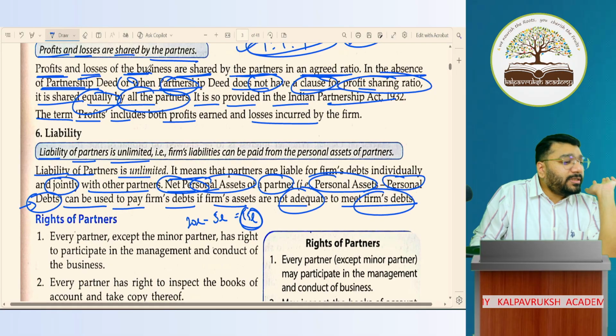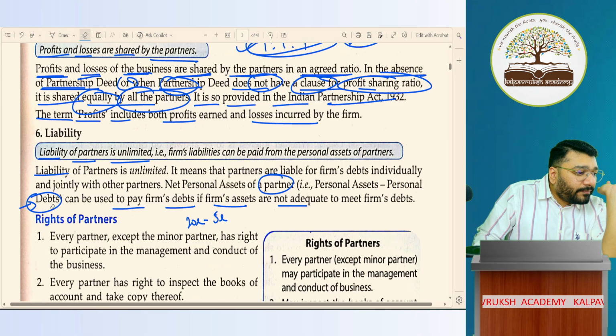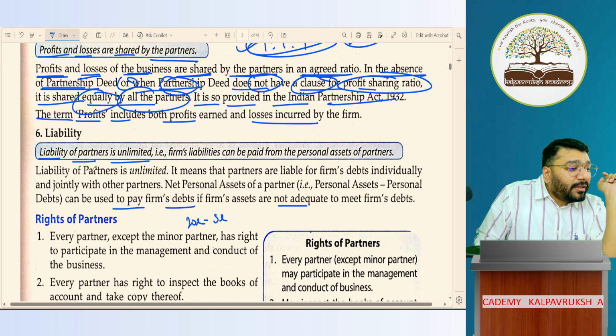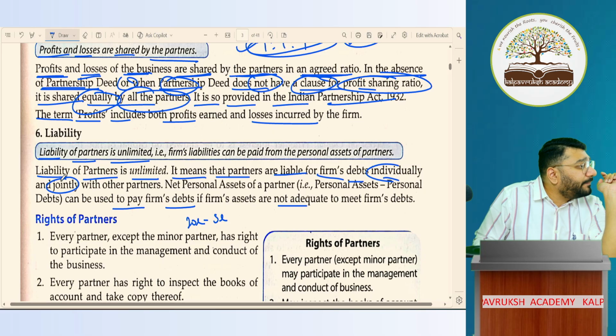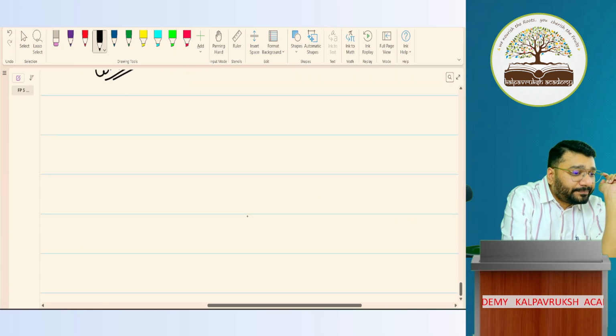Now we have to understand the meaning of this. Here, they have lightly mentioned it, but not properly. Look at the language: liability of partners is unlimited. It means the partners are liable for the firm's debt individually and jointly. Individually means what? Severally. Now listen to me very carefully. I'm giving examples.